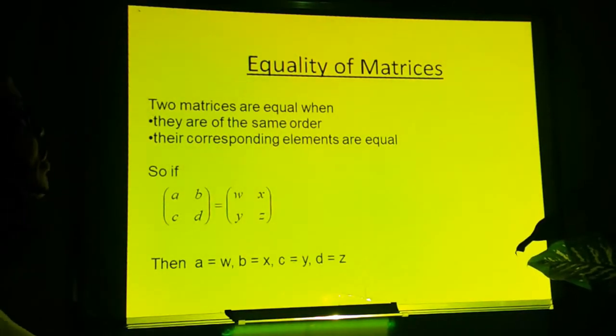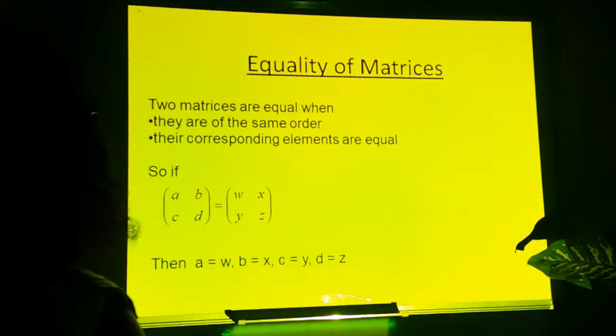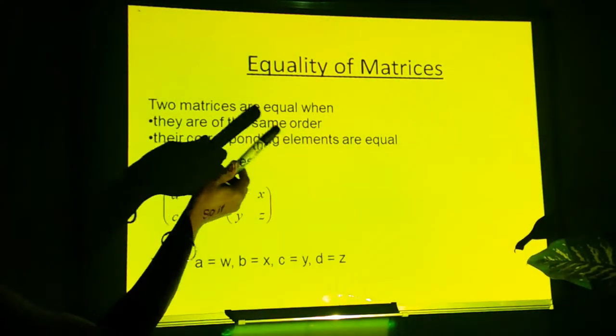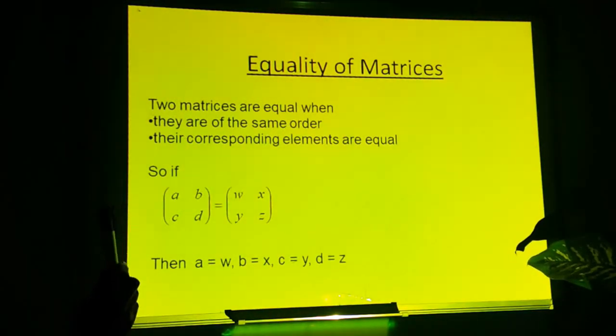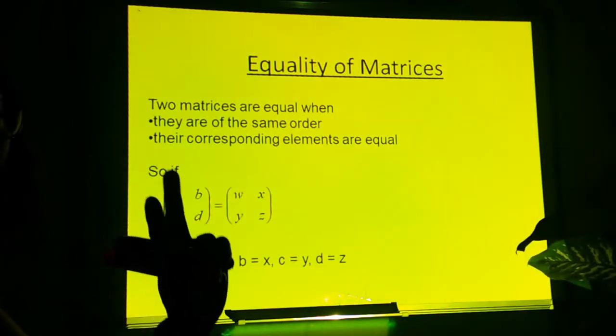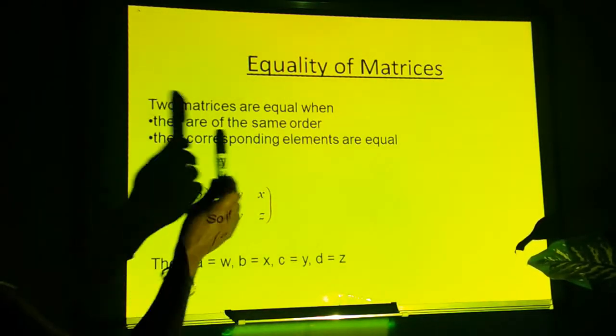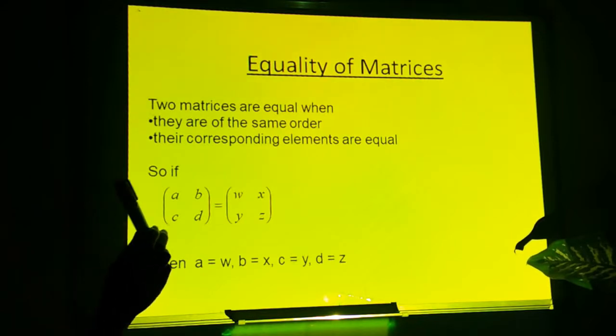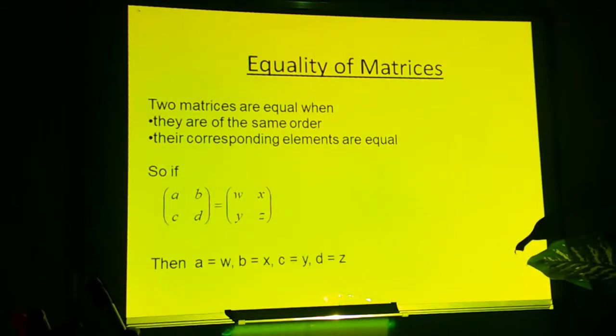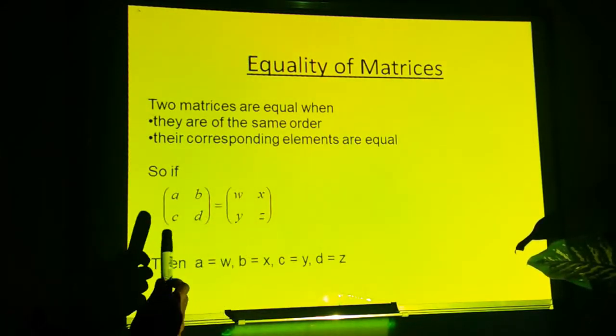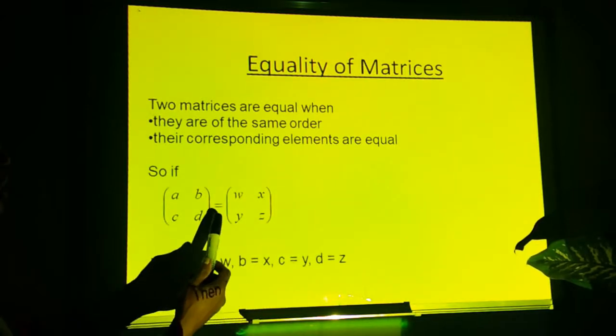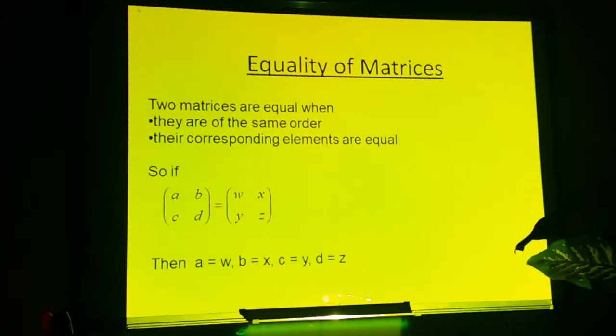Let's start with equality of matrices. Two matrices are equal when two things hold: they are of the same order, and their corresponding elements are equal. So here are two matrices, one on the left, one on the right, and an equal sign in between them.